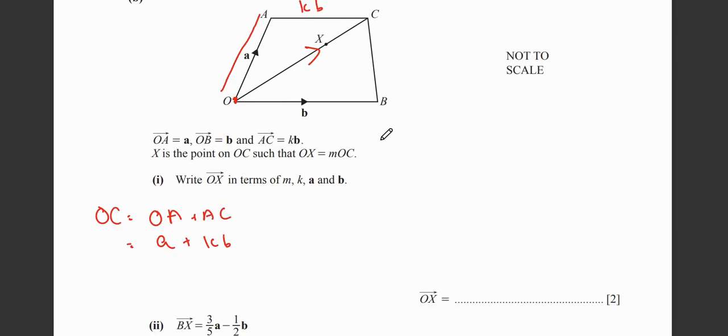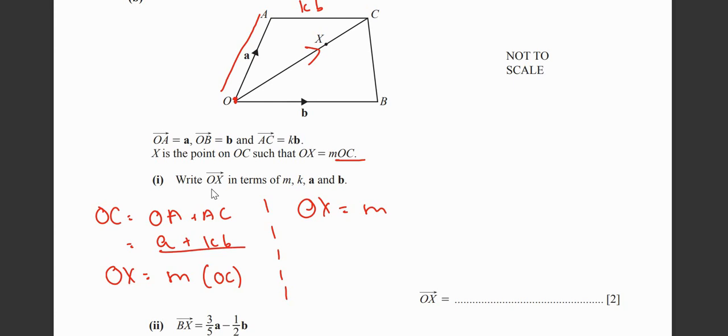Alright. And we are finding OX. So OX is M times OC. So this becomes OX is equal to M multiplied by OC, which is A plus KB. So the answer is M(A plus KB).